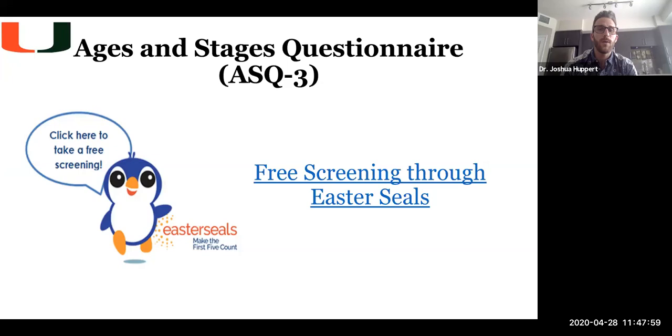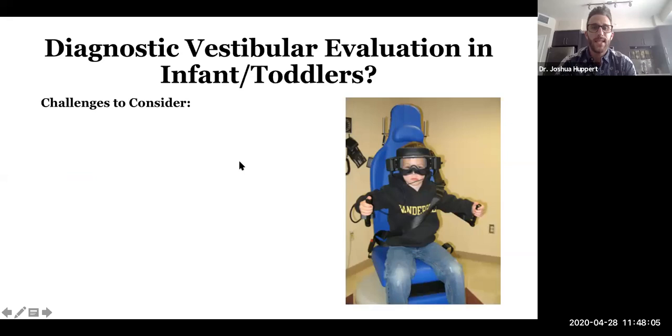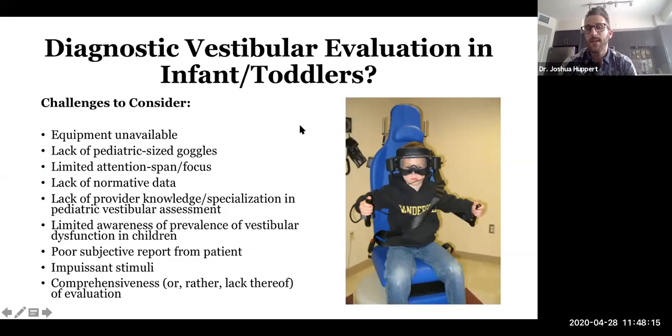Certainly, what about diagnostic testing in infant toddlers? I think there's a lot of challenges to consider here, and I'm going to primarily focus on those. Oftentimes we're very fortunate because we have a full vestibular lab, but many other centers do not, so there may not be equipment available. My goal was to try to make approaches to this sort of early intervention for vestibular feasible and approachable for any provider, whether that be an audiologist, an otologist, a nurse practitioner, a PA, an early intervention provider, it doesn't matter. I wanted this to be something anybody could approach and not feel uncomfortable with.